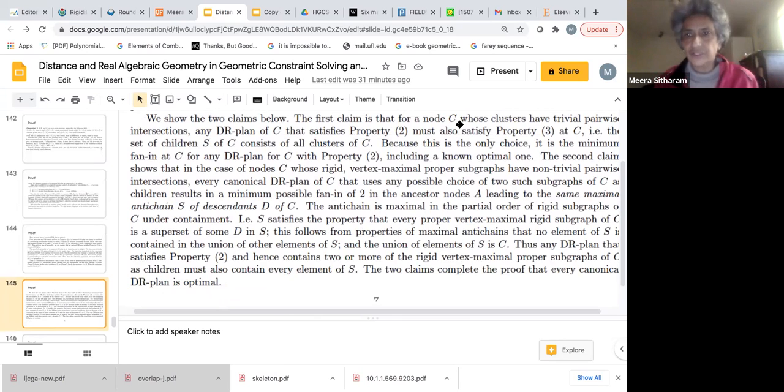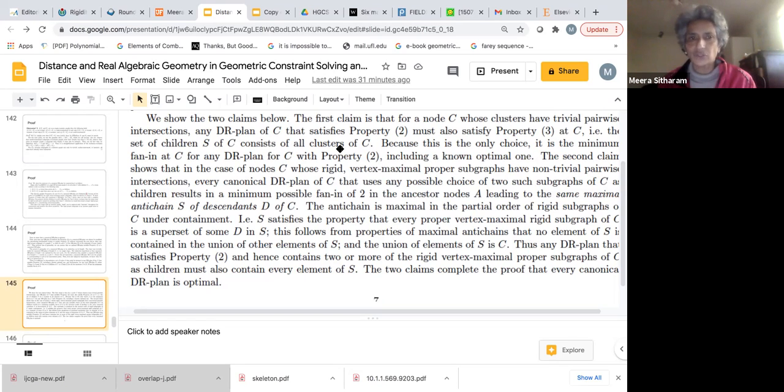So the first claim is that for a node C whose clusters have trivial pairwise intersections, any DR plan of C that satisfies property two must also satisfy property three at C, i.e. the set of children S of C consists of all clusters of C. Because this is the only choice, it's the minimum fan-in at C for any DR plan of C with property two, including a known optimal one. So property two, remember, is that its children are the rigid vertex maximal proper subgraphs, and property three is that essentially they have trivial intersections. So if they have trivial intersections, then all of them are there.